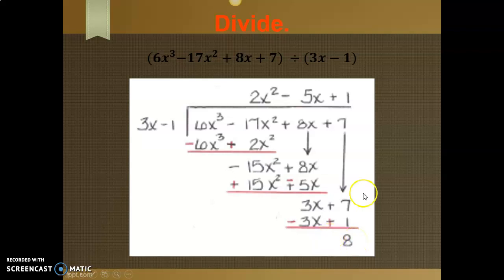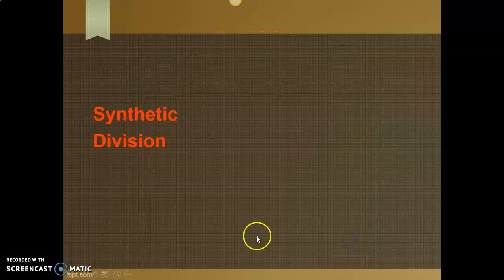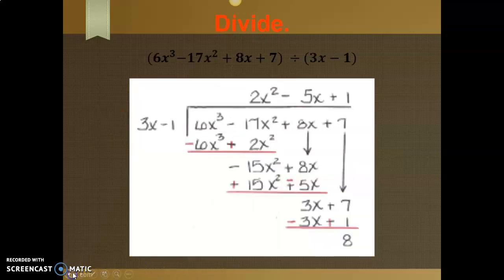So to write our answer, we'll take what we came up with as our quotient plus our remainder over our divisor. So we end up with 2x squared minus 5x plus 1 plus 8 over 3x minus 1.